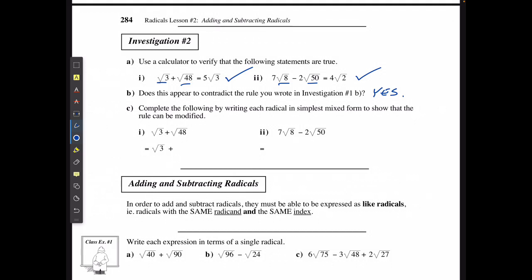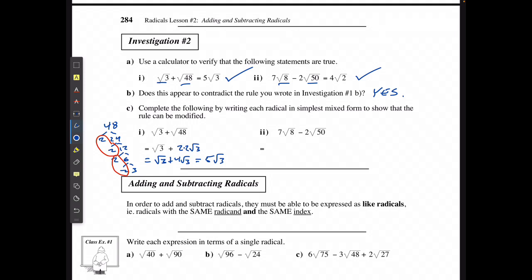But what happens if I simplify these radicals? Well, if I have 48, then I'm going to say that 48 can get split into 2 and 24, 2 and 12, 2 and 6, and 2 and 3. I have one set of 2's, two sets of 2's, which means that this would be the same as 2 times 2 times the square root of 3, or root 3 plus 4 root 3, and that would give me 5 root 3.